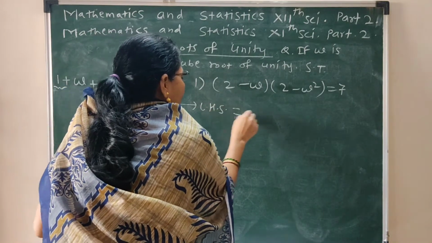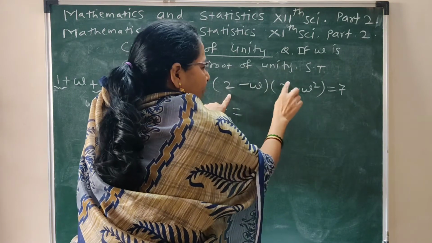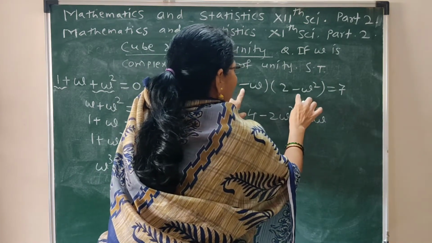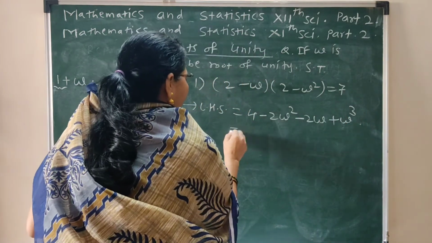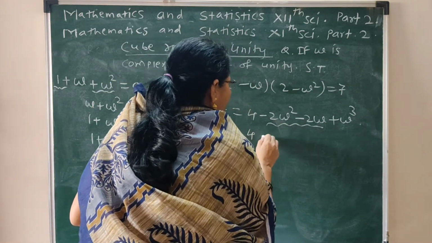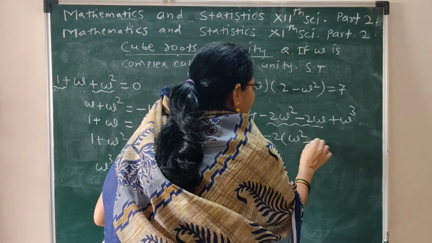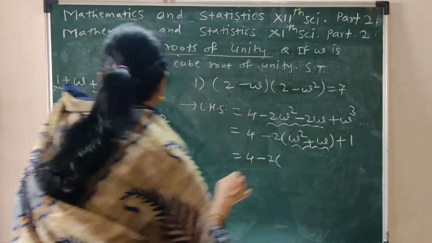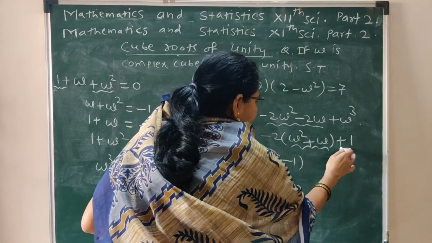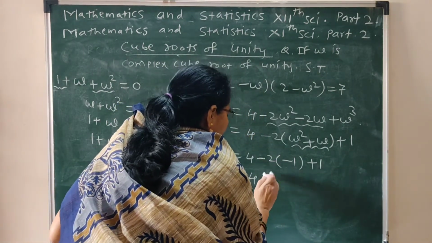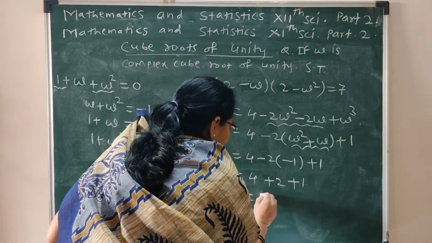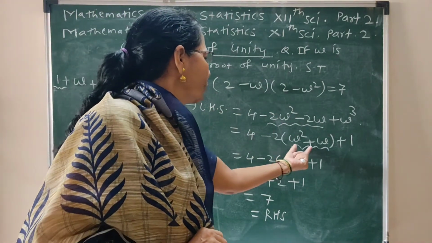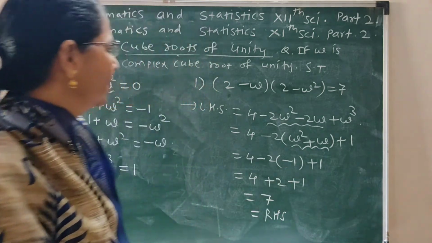From the integers, we have to take the product of the two brackets carefully: 4 minus 2 omega square minus 2 omega plus omega raised to 3. From these two terms take minus 2 common, so here is omega square plus omega, plus omega raised to 3. Put values: 4, the value of omega square plus omega is minus 1, so minus 2 times minus 1 is 2, plus 1, which is 7, which is RHS.